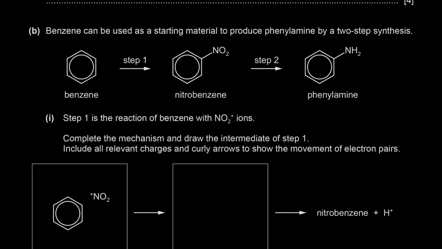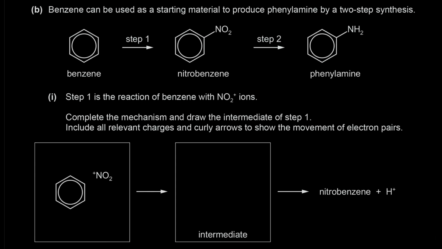Benzene can be used as a starting material to produce phenylamine by a two-step synthesis. In the first step, benzene reacts to form nitrobenzene. In the second step, nitrobenzene is reduced to form phenylamine. Complete the reaction of benzene with NO2 plus ions. Complete the mechanism and draw the intermediate of step 1. Include all relevant charges and curly arrows to show the movement of electron pairs.